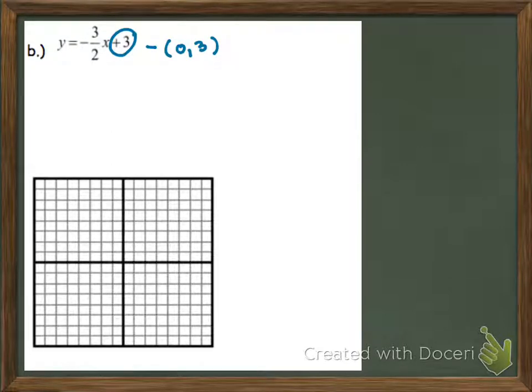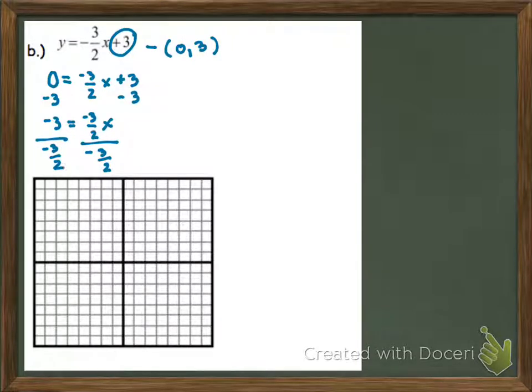Next, determine your x-intercept. Remember, your x-intercept is when y is 0. So I'm going to plug in 0 for y and solve for x. Solve for x and enter your answer on Edpuzzle. You should have subtracted 3 from both sides, and then divided both sides by negative 3/2. That gives you x is 2. So the x-intercept is (2, 0).